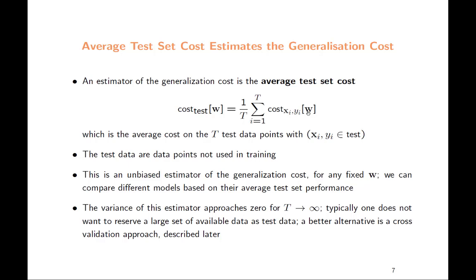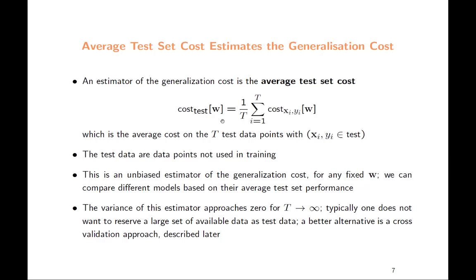So this is a good thing, and it's unbiased. It is an estimate of the generalization cost for any fixed W, and we can compare different models based on the average test set performance. And this is actually what we are also doing. But of course, we are not doing it for any W, but for the Ws which come out of the training procedure. Otherwise, this would be too costly, and we would generate some other problems.